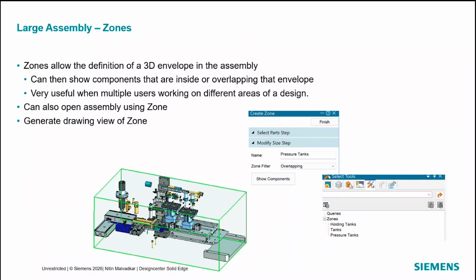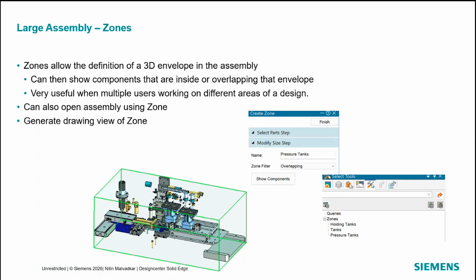So this is exactly similar to what we just now saw with display configurations as well. All we need to do is go to Open As, and from here, choose the correct display configuration or the zone that you're looking for. Now, similar to display configurations, zones can also be used to generate drawing views as well. This will ensure that the drawings contain only the components which have been defined within that specific zone.